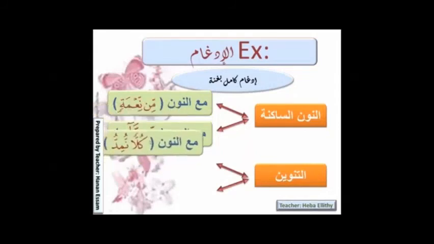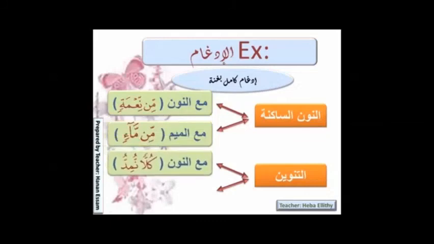For the tanween, كلن نمد. Second example here, قوم مسرفون. If you hear, you will find the meme, not anymore noon in this one. So this is إدغام كامل بغنة. If you notice here, you will find the shadda in the next letter, in the beginning of the next word in all of them.